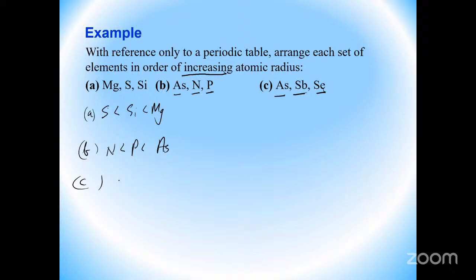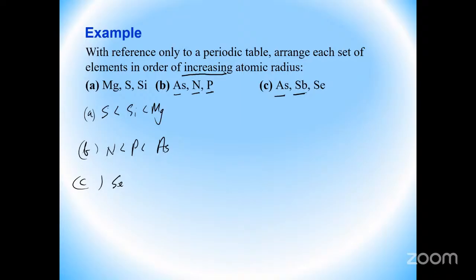Arsenic first. You sure about that? Remember, the atomic size decreases as you go from left to right. So the selenium would be first. Exactly. Selenium will be first because it's to the right of arsenic, right?